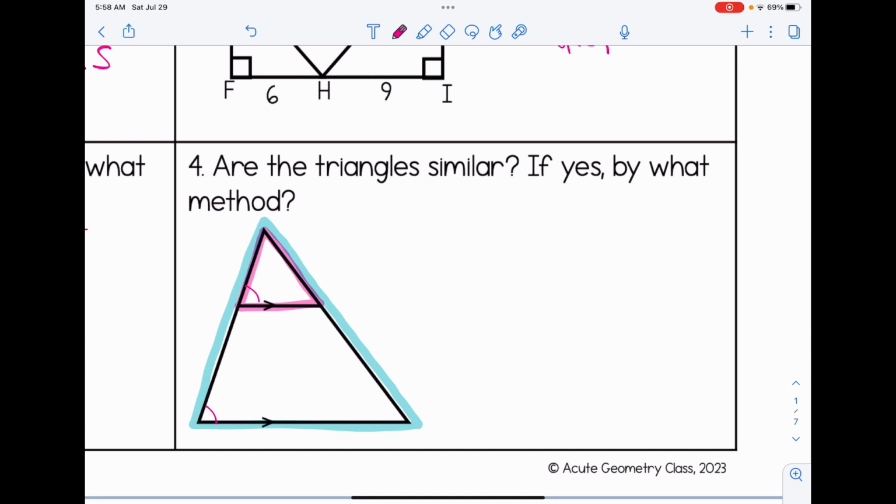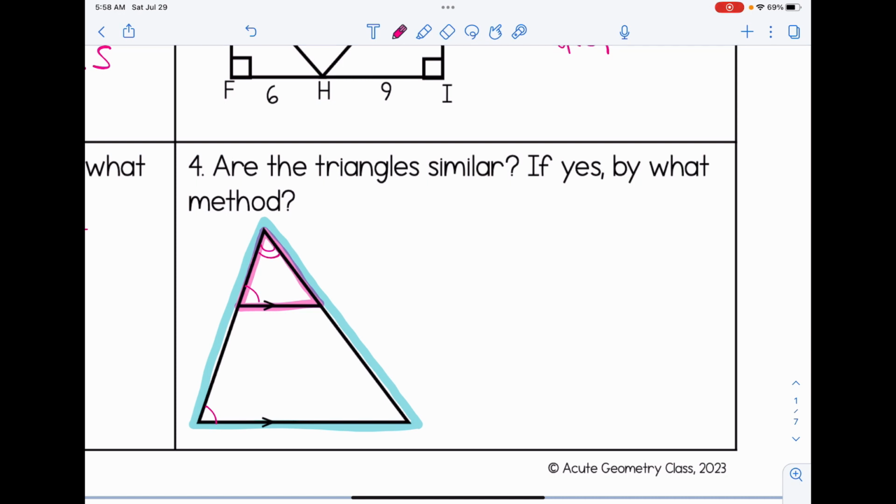Corresponding angles are formed when parallel lines are cut by a transversal, and corresponding angles are always congruent to one another. I also noticed that both triangles, and you can see how I highlighted it here, the pink and the blue one, both have this angle at the top in common. That angle is obviously going to be congruent to itself, right? Anything is congruent to itself, and that's by what's called the reflexive property.